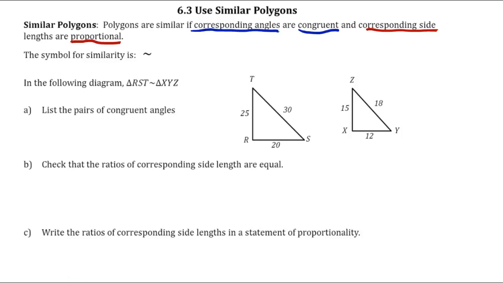Angles are congruent. Our similarity symbol is a little squiggle. I don't always make a very good one, but it's a little squiggle. That's your similarity symbol. So in the following diagram, we have a similarity statement. This is a similarity statement right here. It tells me that triangle RST is similar to triangle XYZ. So that means that the angles are the same measure. Angles are the same. And the sides will be in proportion to each other.